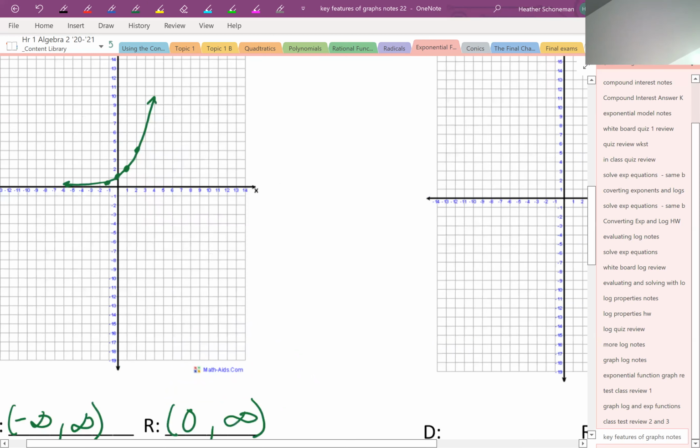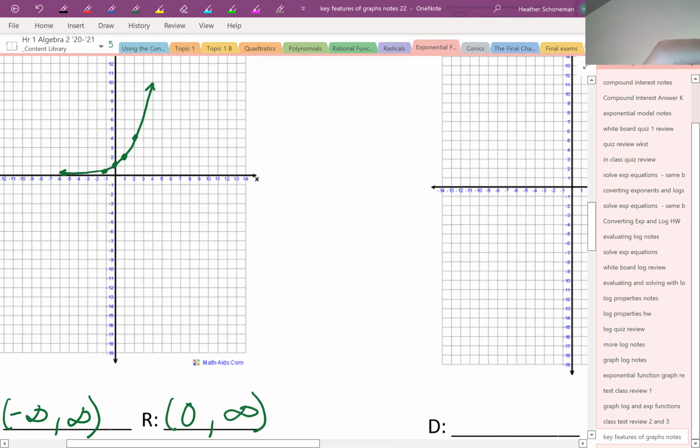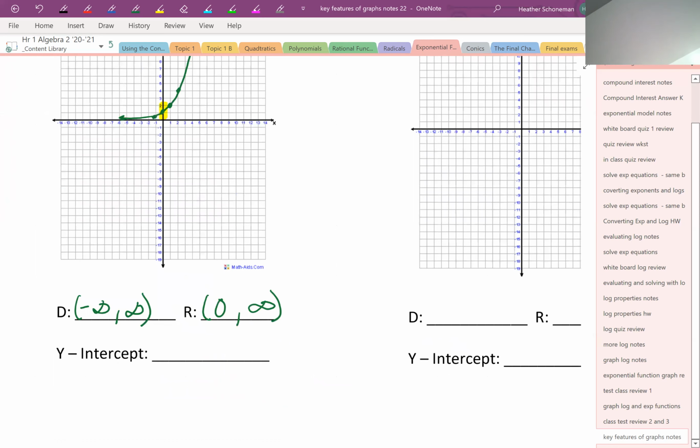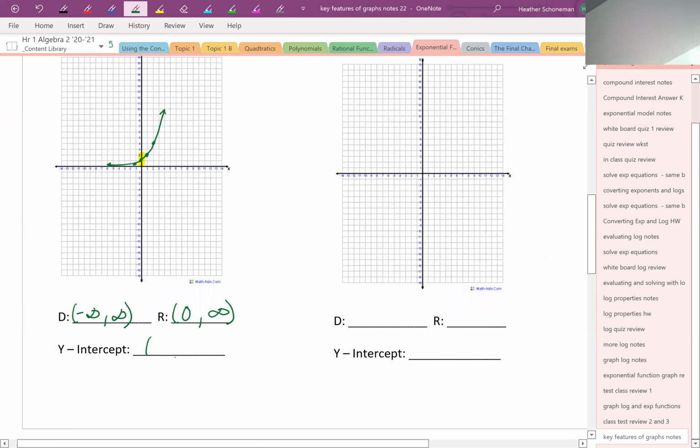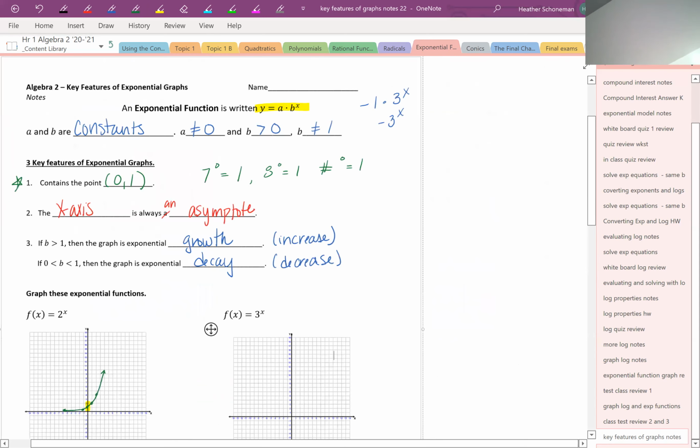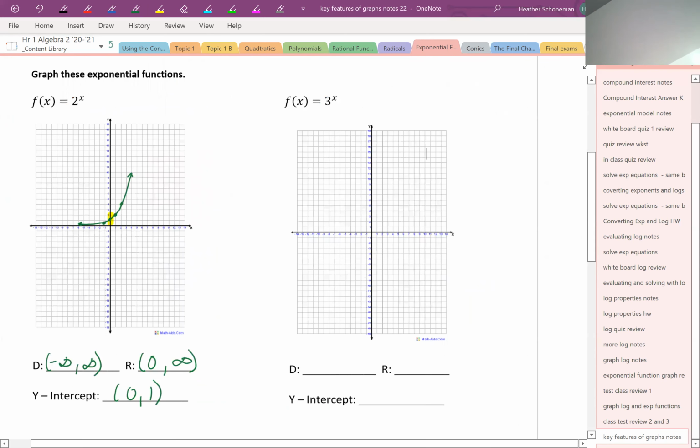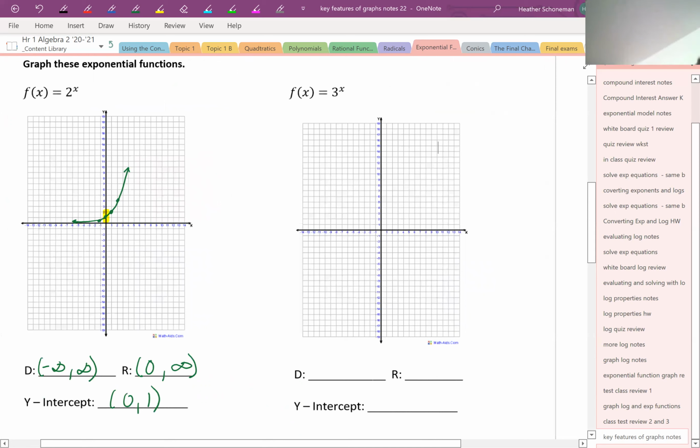The y-intercept, well, the y-intercept is when x is 0. So the y-intercept is here, right where it crosses the y-axis. And so that point would be 0, 1. And we're done. Okay, so that was y equals 2^x.